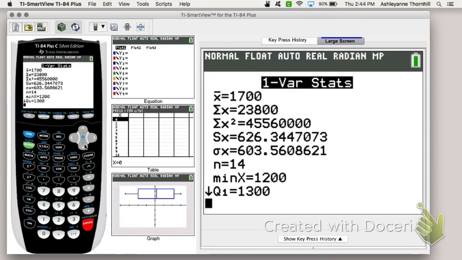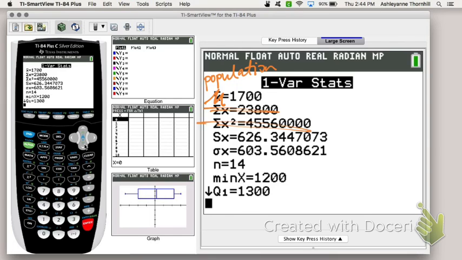Hit calculate. My mean is 1700. Why does it have a mu next to it on the paper? Because it's the notation for the mean of a population. The company has 14 employees and I have all 14 data points, so it is a population.